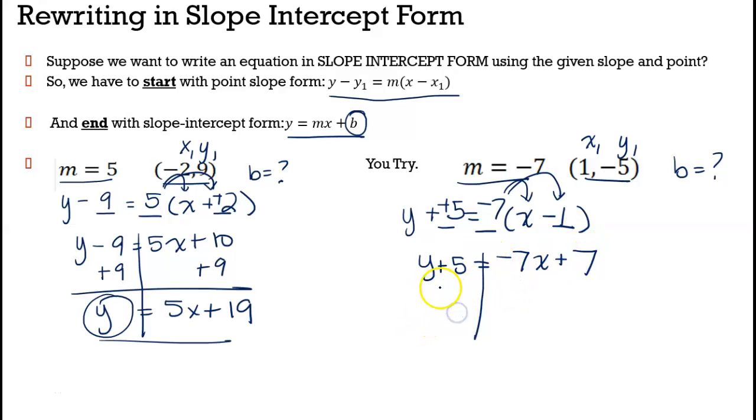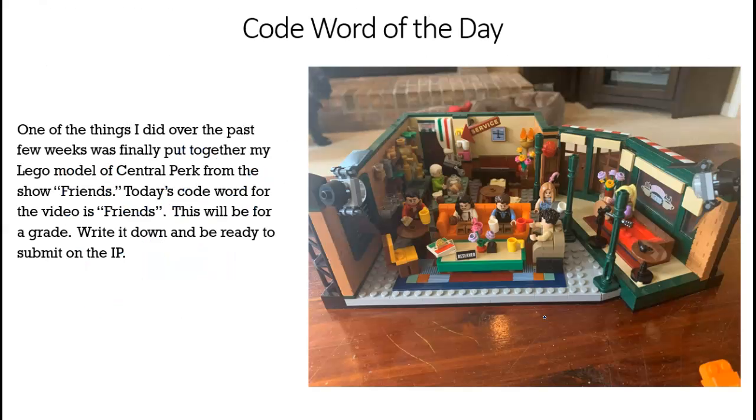We're almost done. We just need to isolate y by subtracting 5 from each side. Remember, we're only subtracting from the like terms, so the negative 7x comes down. The two constants subtract to give us positive 2. And that's it. Nice job.